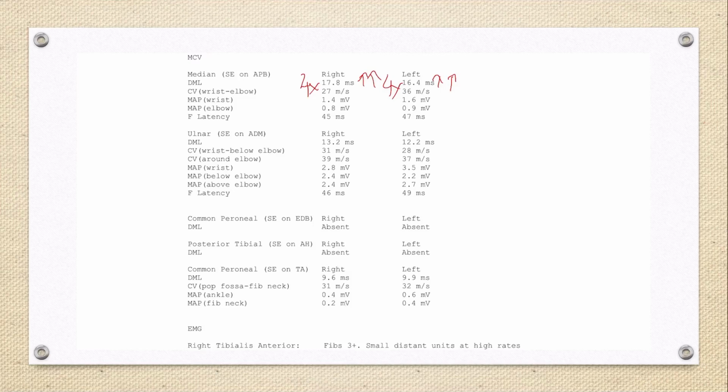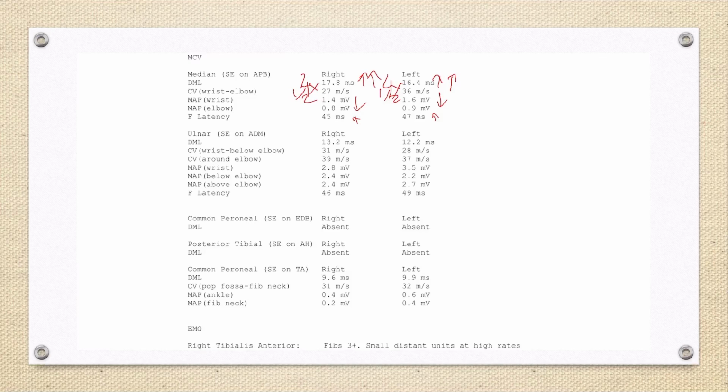The conduction velocity here, which we'd expect to be about 50 meters per second or so, is 27 or 36. So it's really about half. There's a bit of a discrepancy going on here between the very distal stimulation and more proximally, where the conduction is only slowed by half rather than by a quarter. Motor action potentials are reduced bilaterally. F latencies are increased bilaterally.